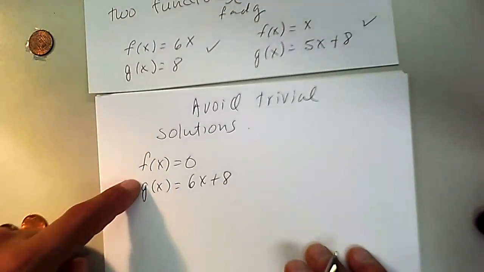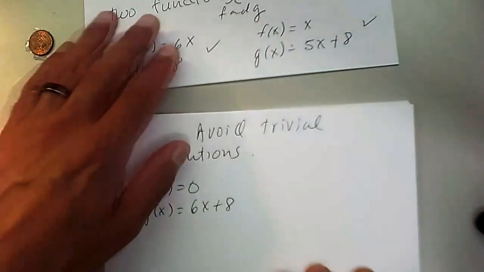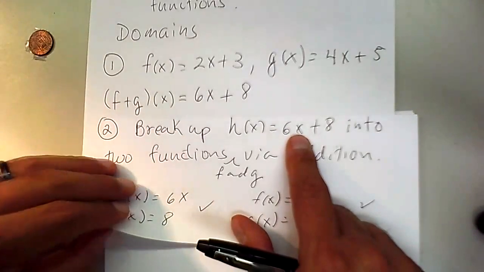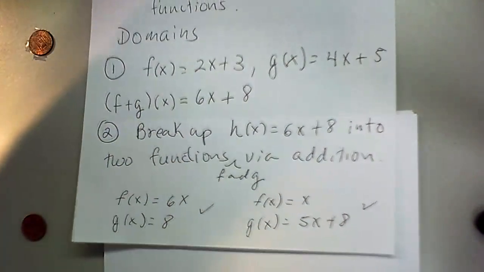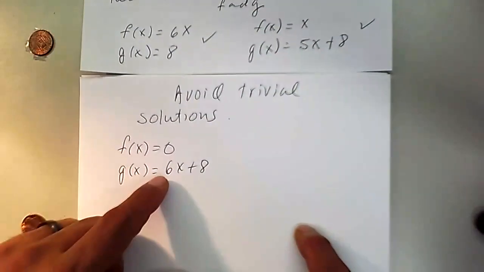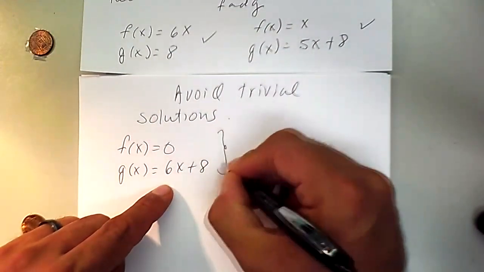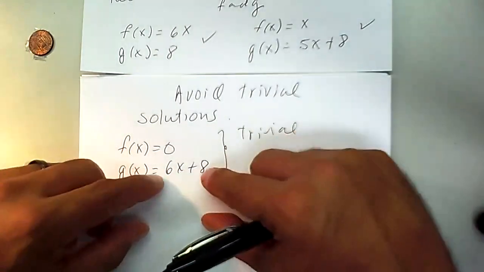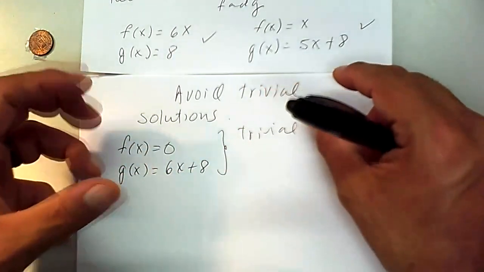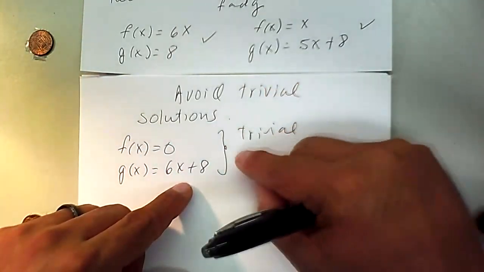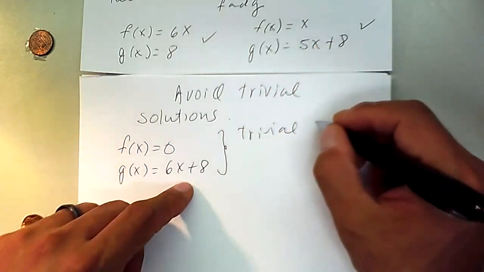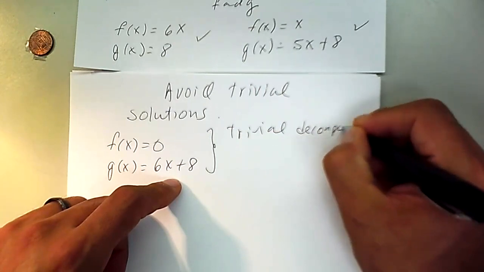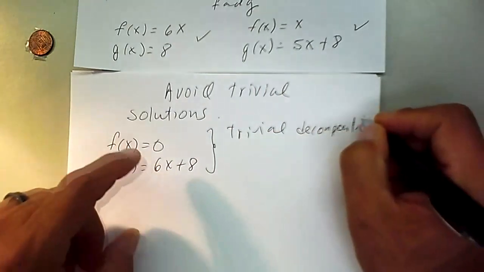Okay, so if we add those together, yes, we will end up with the original function that we want to break up into two functions by addition. But we're going to label this as trivial because we're not really decomposing the function into simpler parts. So it's a trivial decomposition. So we're not going to admit this.